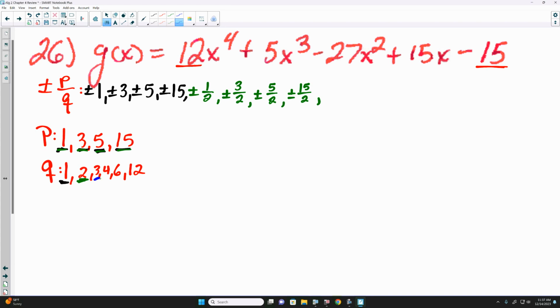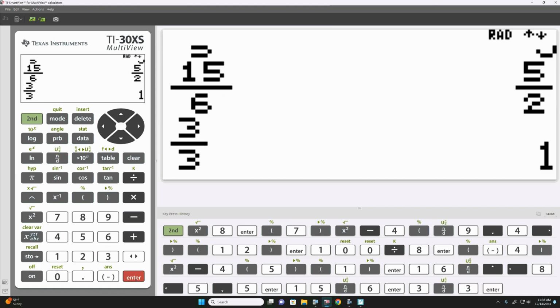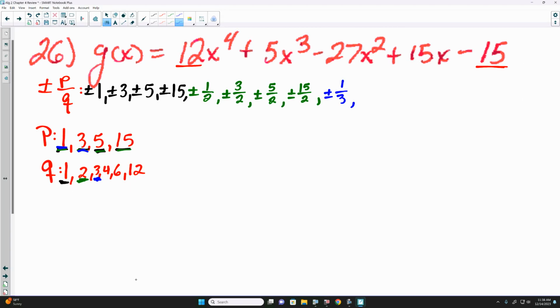Now we're going to move on to 3. So we're going to say plus or minus 1 over 3. Our next one is 3. Well, what is 3 over 3? 3 divided by 3. 3 over 3 is 1. Has 1 already been listed? Yeah. If it's already been listed, we don't list it again.